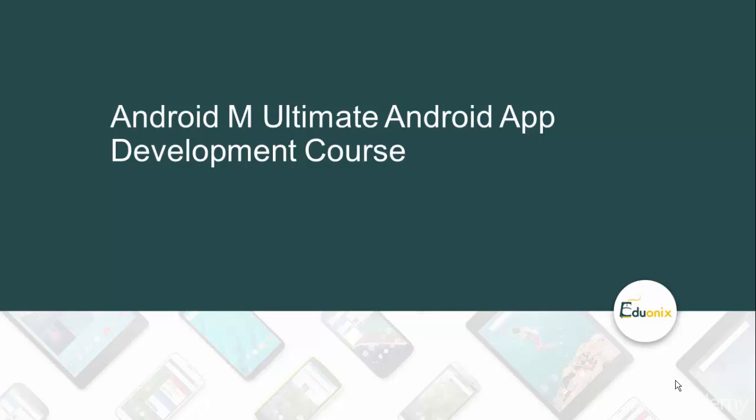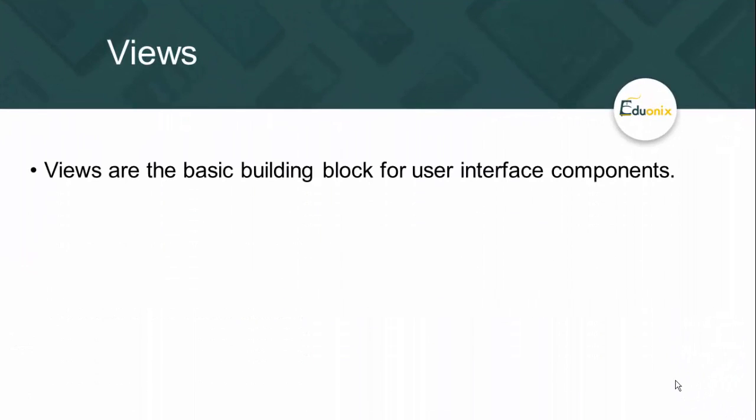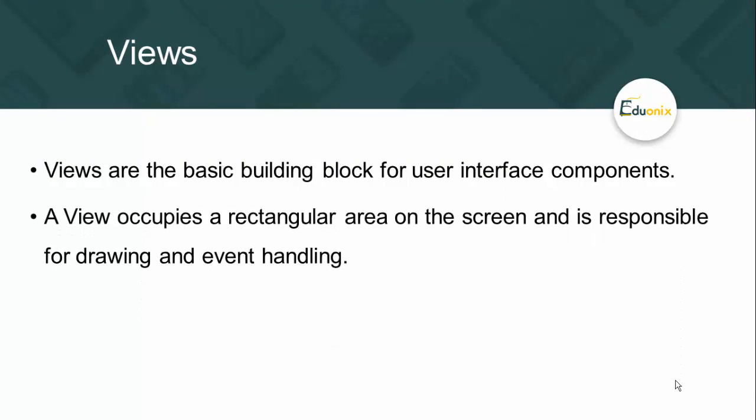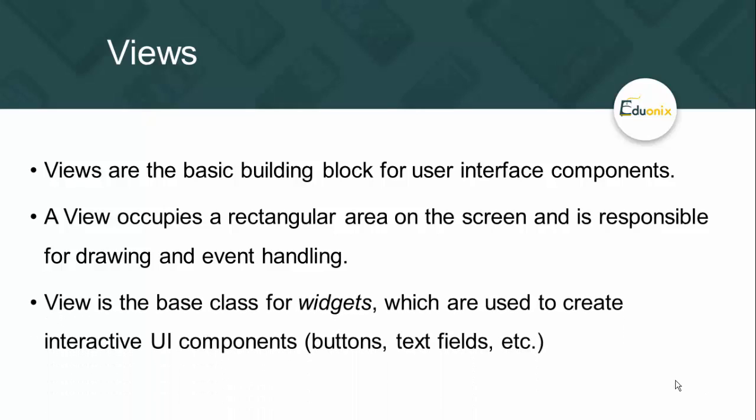In this section, we will discuss the Android component called View. A view is the basic building block for user interface components. A view occupies a rectangular area on the screen and is responsible for drawing and event handling. It is the base class for widgets, which are used to create interactive UI components such as buttons, text fields, etc.